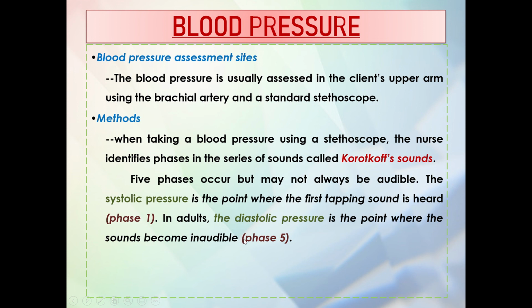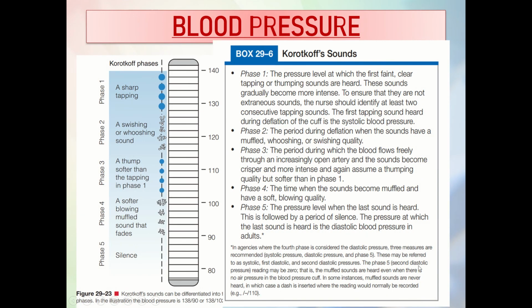Yung huling sound na narinig mo bago yung total silence, that is the phase 5 of the Korotkov sounds. So let's see. For example, usually hanggang 140 or 160 yung ating pinapump sa ating gauge or doon sa pinaka-sphygmomanometer. So again, for the phases, phase 1, the pressure level at which the first faint, clear tapping or thumping sounds are heard.